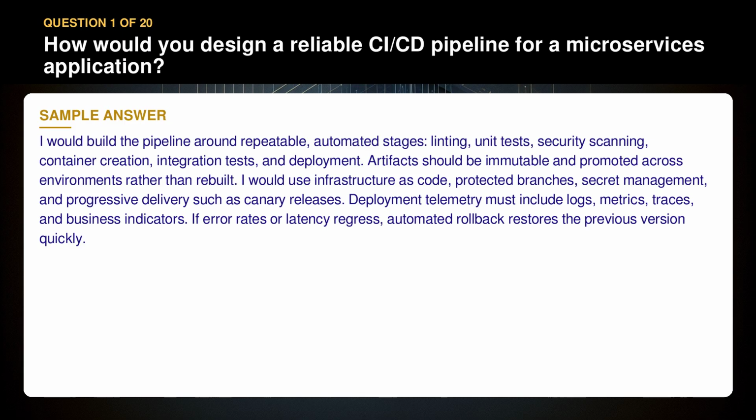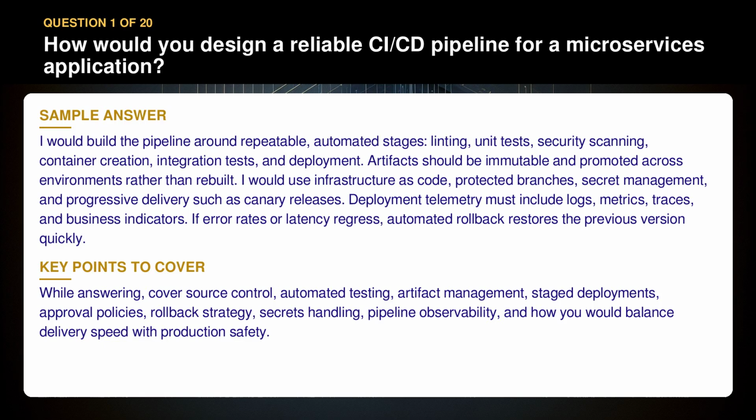Deployment telemetry must include logs, metrics, traces, and business indicators. If error rates or latency regress, automated rollback restores the previous version quickly. While answering, cover source control, automated testing, artifact management, staged deployments, approval policies, rollback strategy, secrets handling, pipeline observability, and how you would balance delivery speed with production safety.